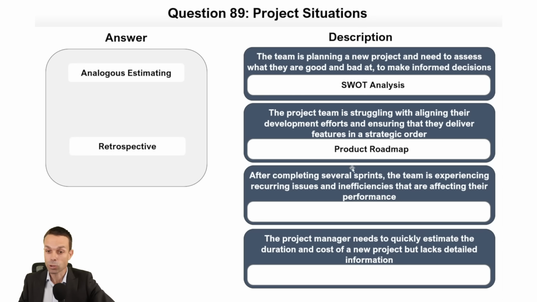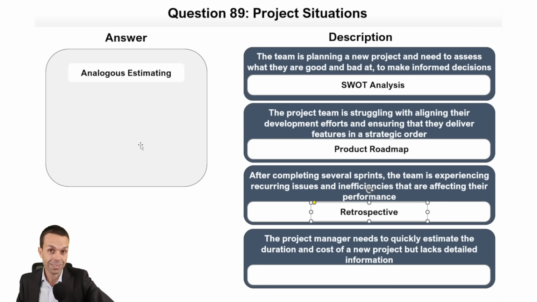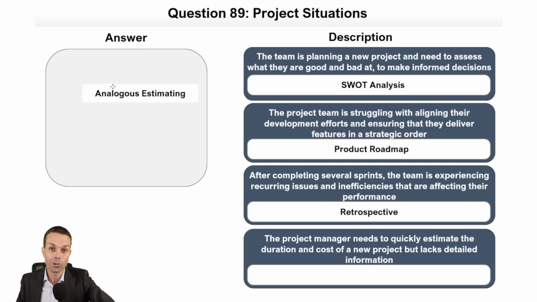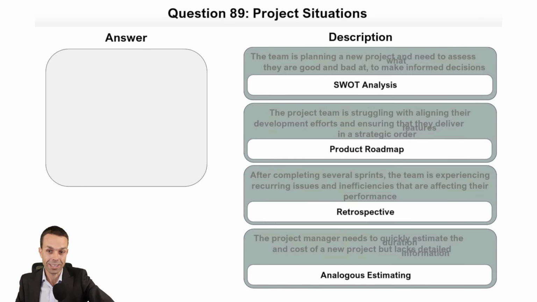After completing several sprints, the team is experiencing recurring issues and inefficiencies that are affecting their performance. Let's use a retrospective to check in on the work and improve our process if we can. The project manager needs to quickly estimate the duration and cost of a new project but lacks detailed information. We can use an analogy, a similar item or a similar project to estimate quickly.